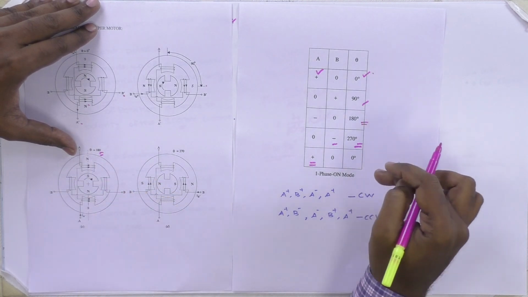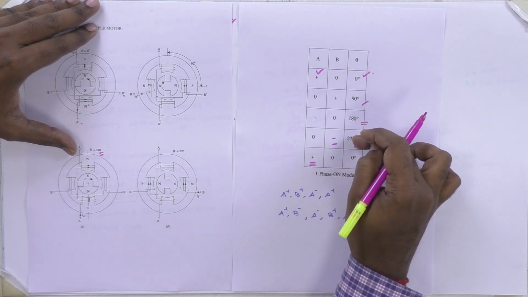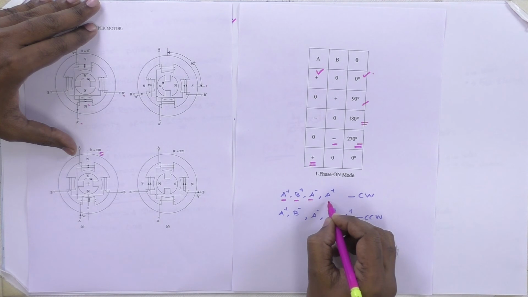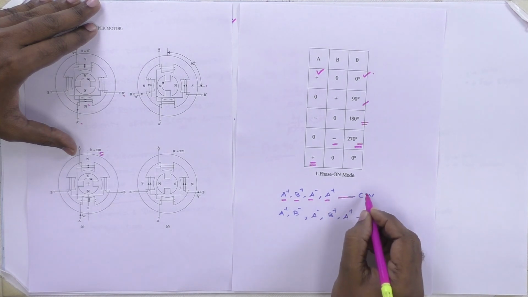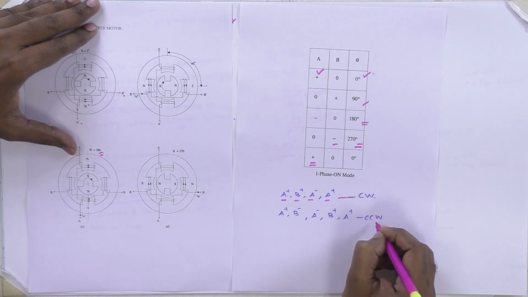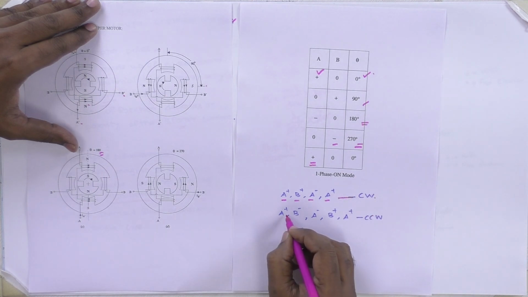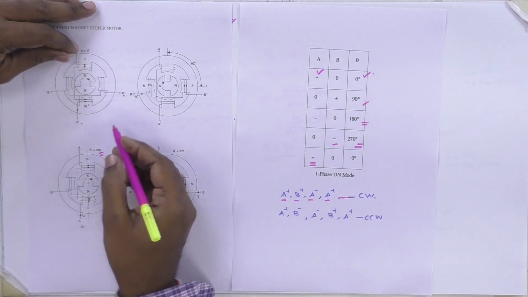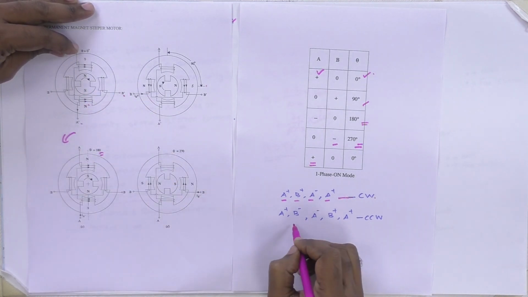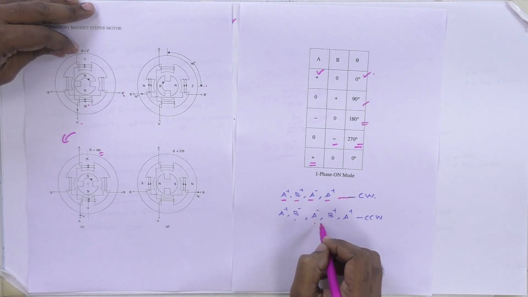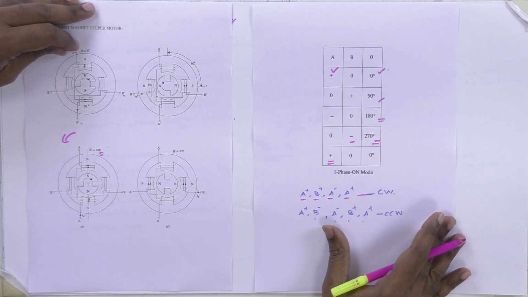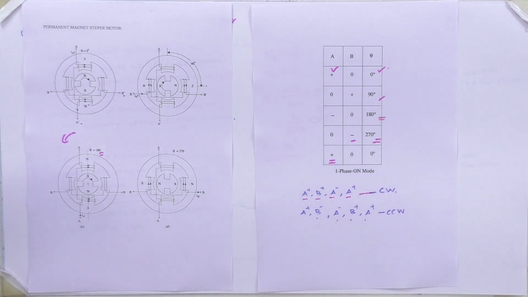If we give the sequence of stator pulses A plus, B plus, A minus and then A plus, it rotates in the clockwise direction. If we want the anti-clockwise or counterclockwise direction, we give A plus and then B minus supply, and it rotates in the anti-clockwise direction. B minus, then A minus, then B plus, A plus, it rotates in the counterclockwise direction. This is the one phase on mode.